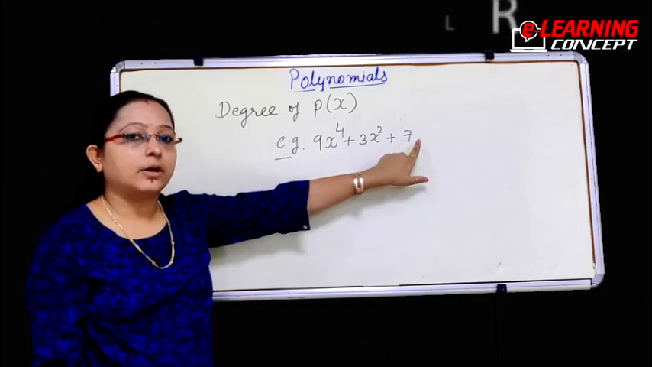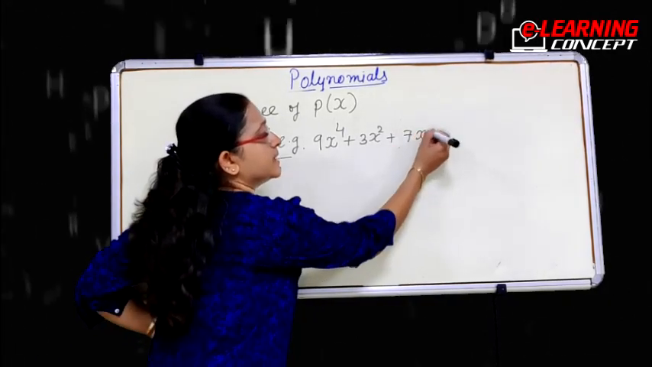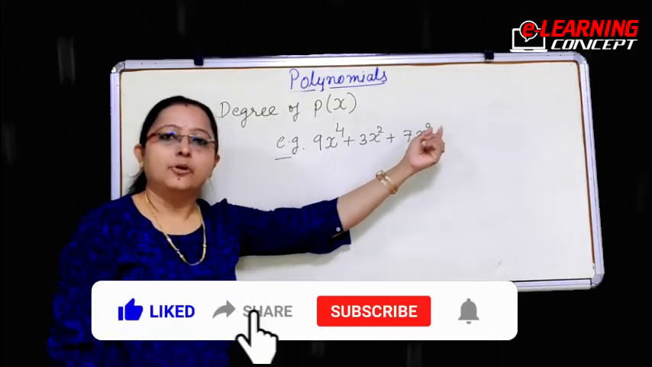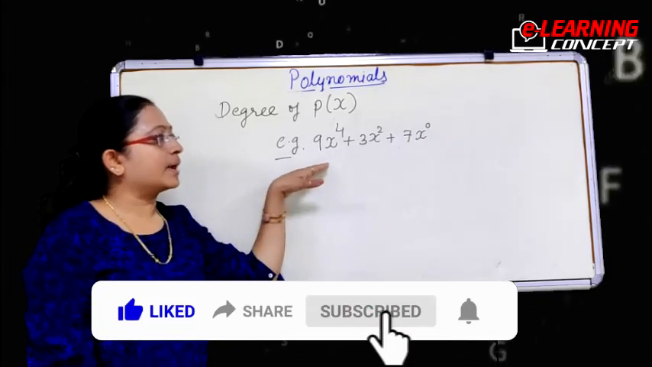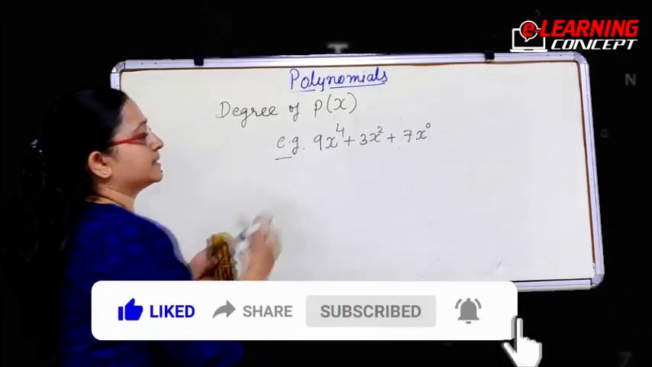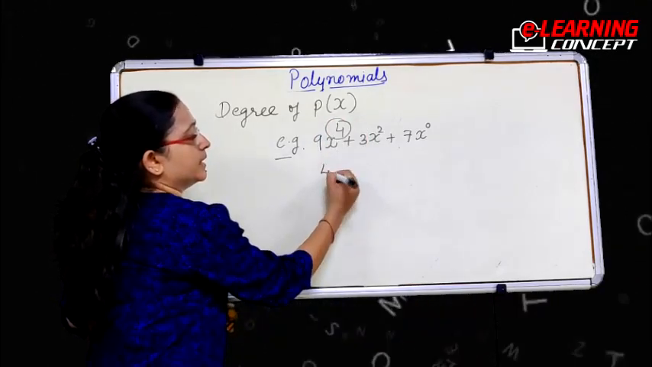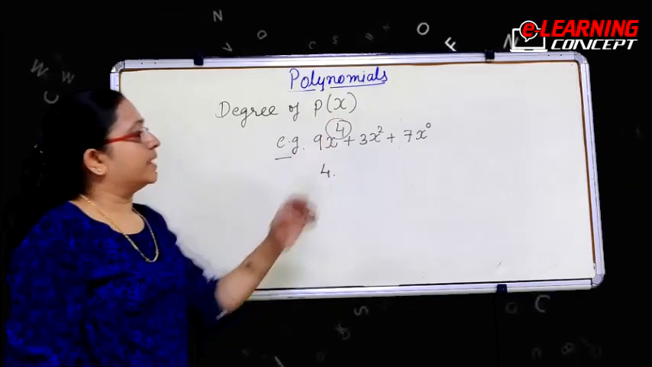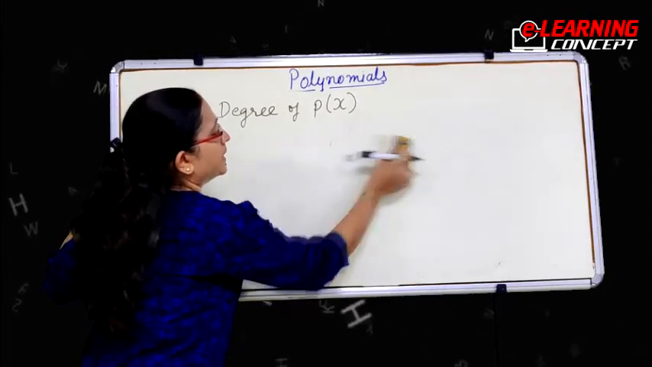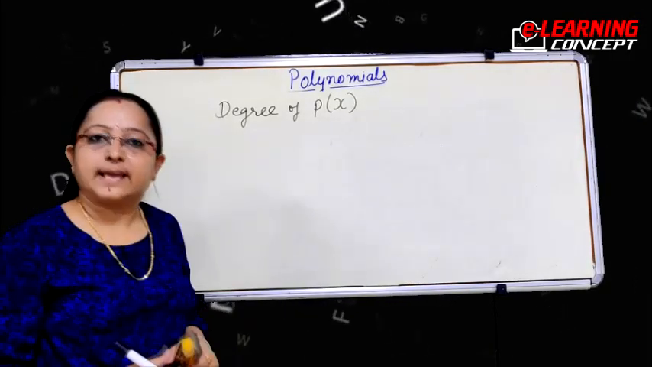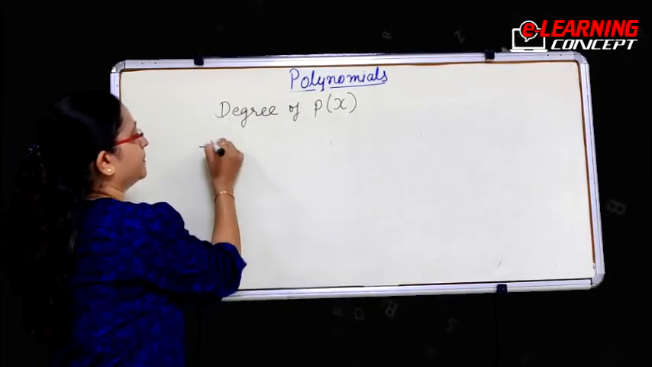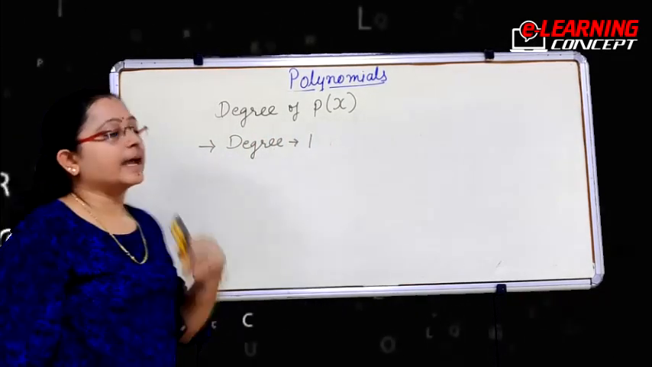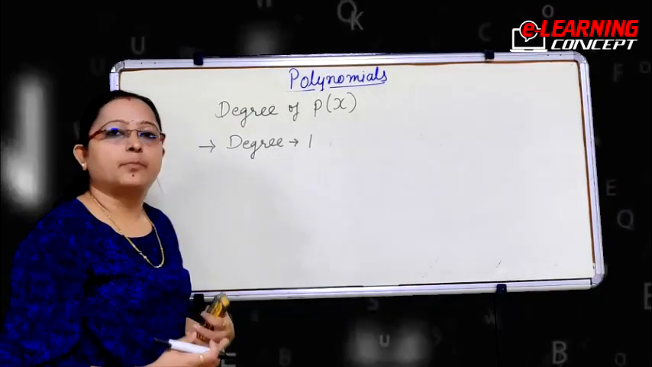Here x variable is not there, but the power is 0. It is there with the power 0 because anything raised to 0 will be 1 only. So what is the highest power over here of variable x? Yes, that is 4. So degree is 4. Degree of this polynomial is 4. So in this way, regarding the degree, again the classification of polynomial is there. So if the degree is 1, then this kind of polynomials are called linear polynomials.